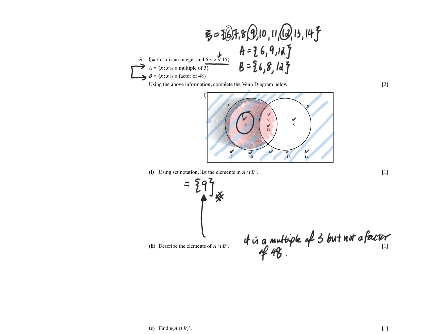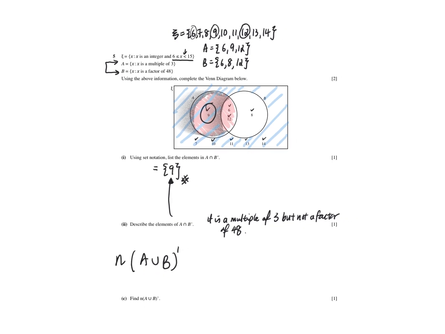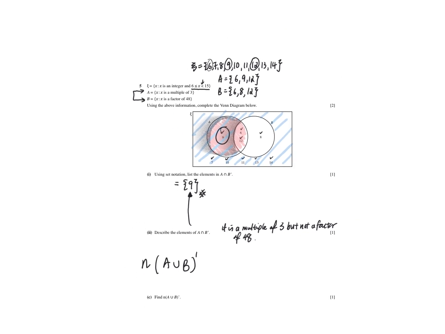Okay, so this is how you should describe it. And then they say, can you find the n, meaning the number of elements? You go and count. In the union complement, so union is these 2 circles. I want everything outside of these 2 circles and count how many elements are there.